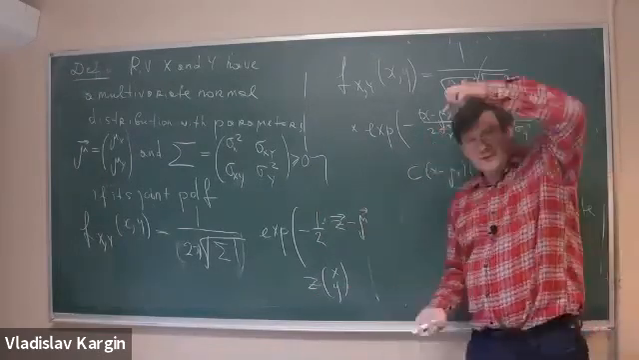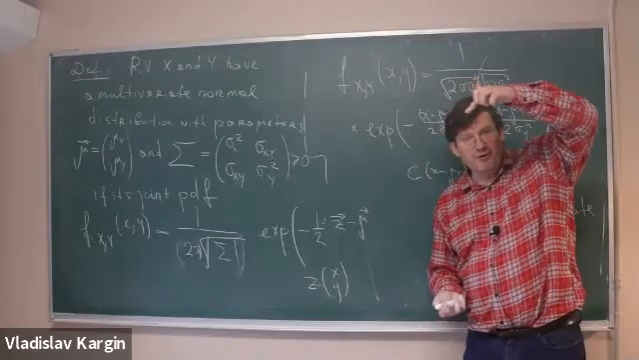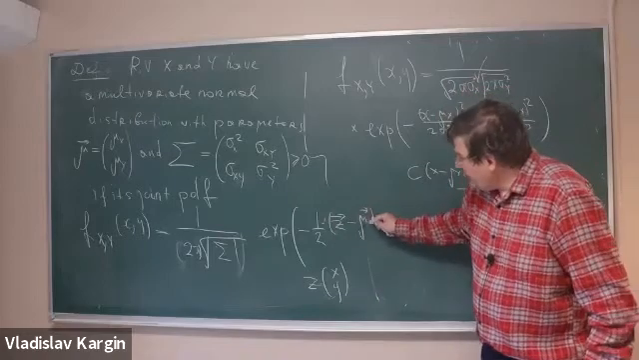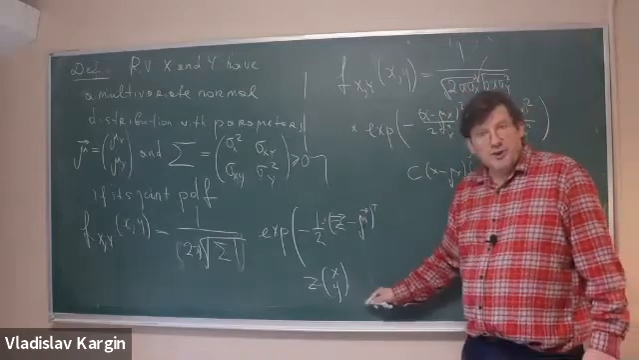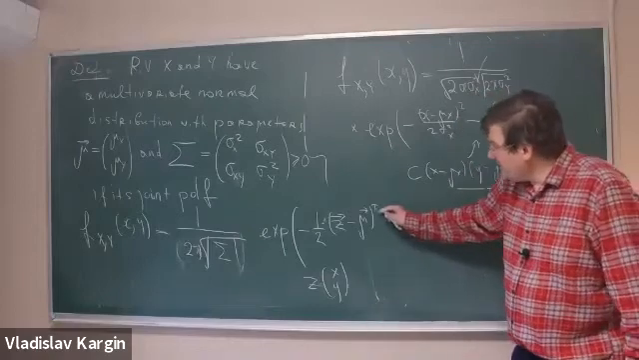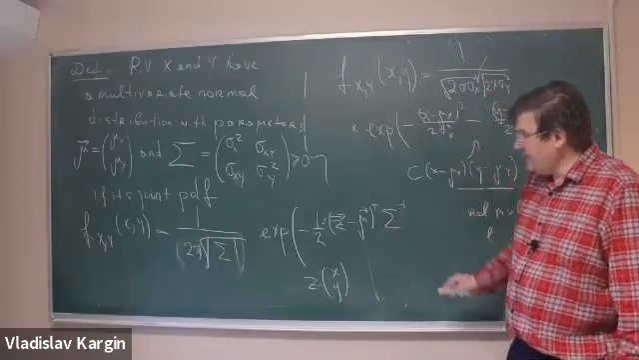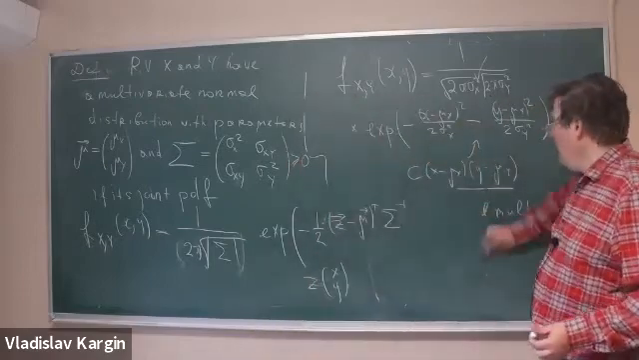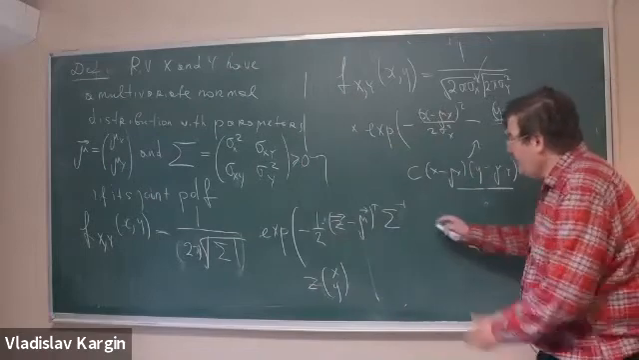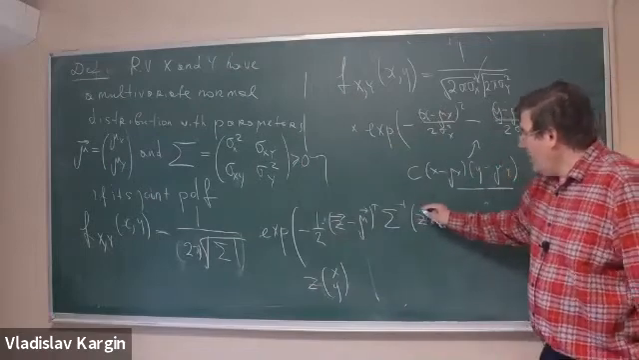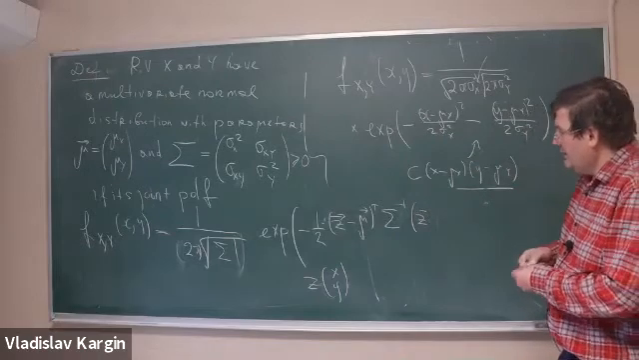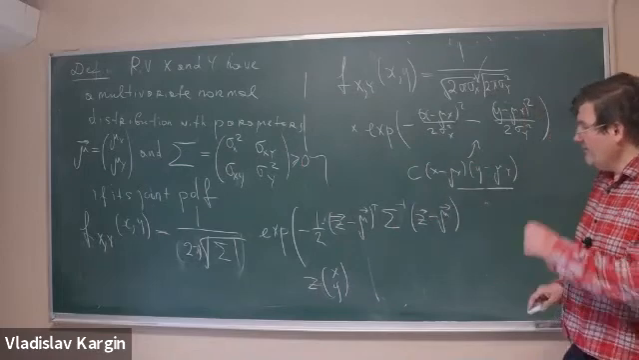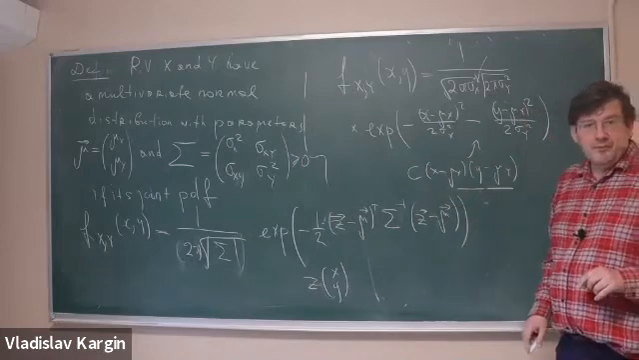And so now when I think about vectors, usually I think about column vectors. So you need to transpose it to get a column vector to make sure that everything multiplies. And after that, it multiplies by the inverse of this matrix, sigma minus 1, and again by the vector z minus mu.